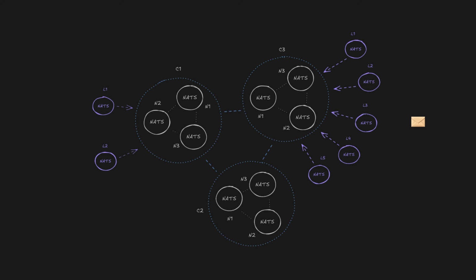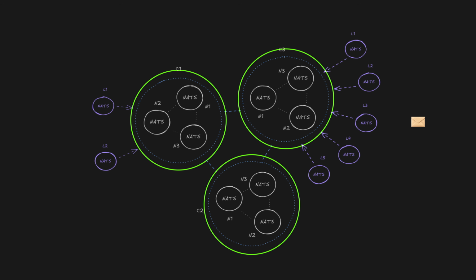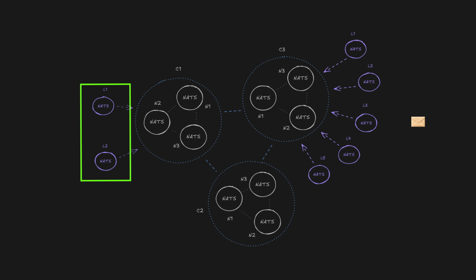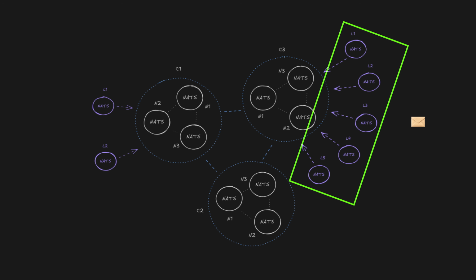Let's walk through an example with a system setup where we'll publish a trace message to a subject. In this case, we'll have 3 clusters, and each cluster will have 3 nodes or servers. The servers in a cluster are connected to each other, and each of the clusters are connected to each other through a gateway connection. We'll also have 2 leaf nodes connected to the first cluster, C1, and we'll have 5 leaf nodes connected to the third cluster, C3.